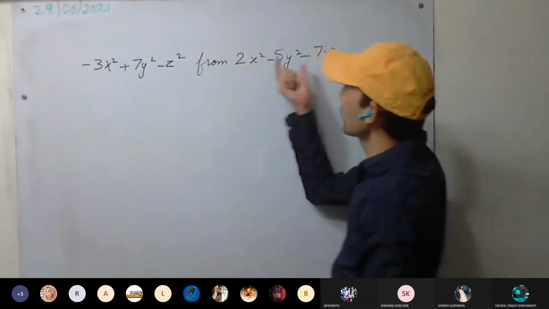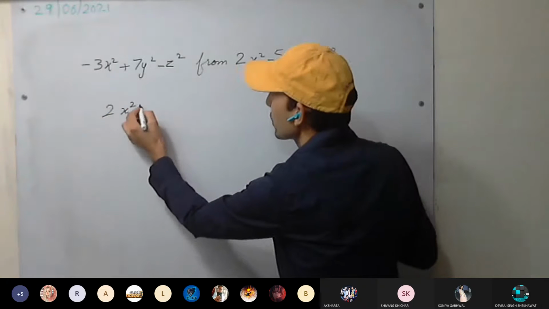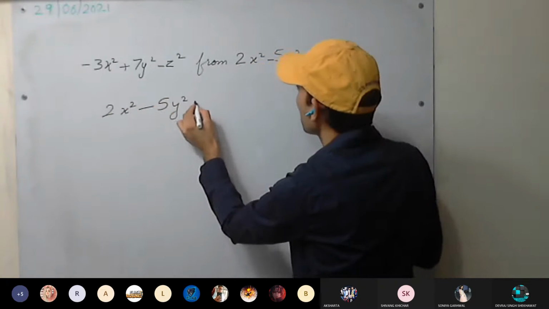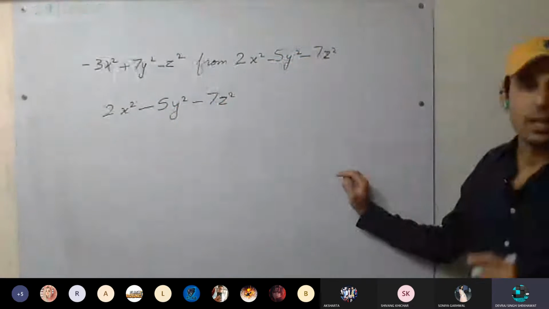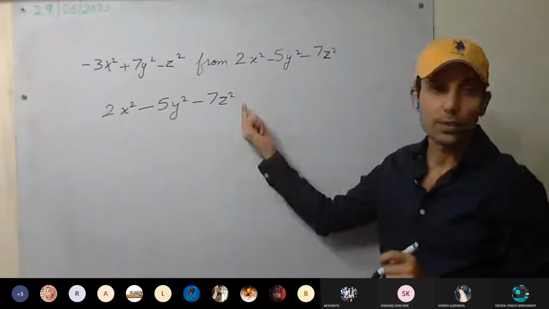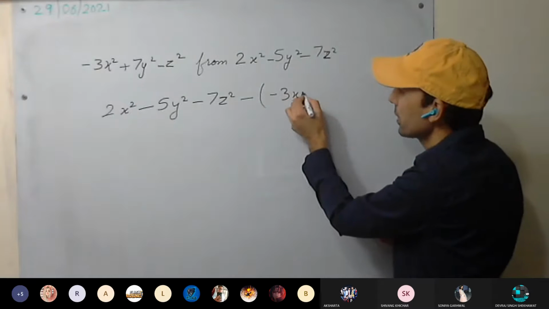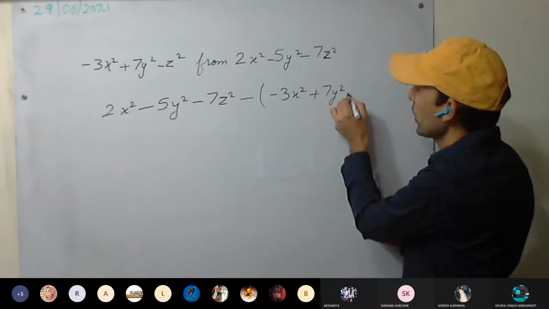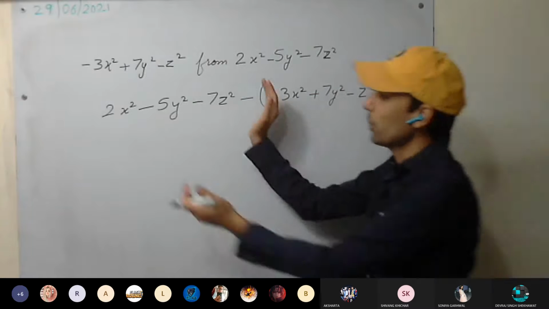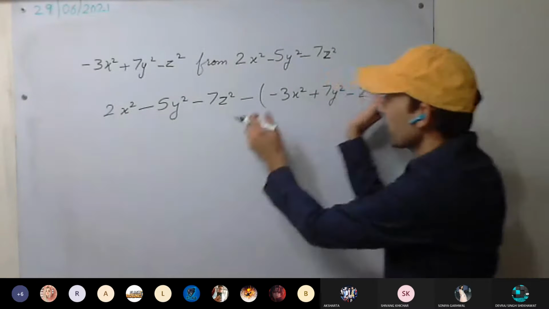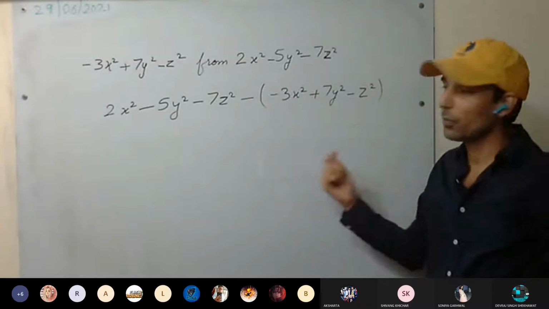Okay, so we have to subtract this from this. 2x square minus 5y square minus 7z square. Don't skip the steps. Steps must be there: minus of minus 3x square plus 7y square minus z square. From this quantity, we are going to subtract this whole quantity. Now open the bracket. In the next step, we will open the bracket.